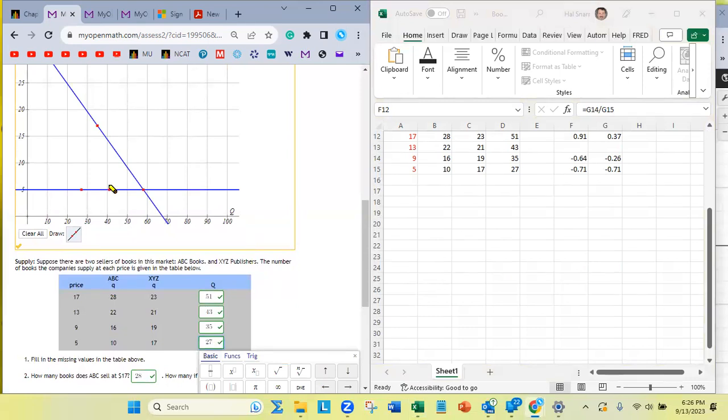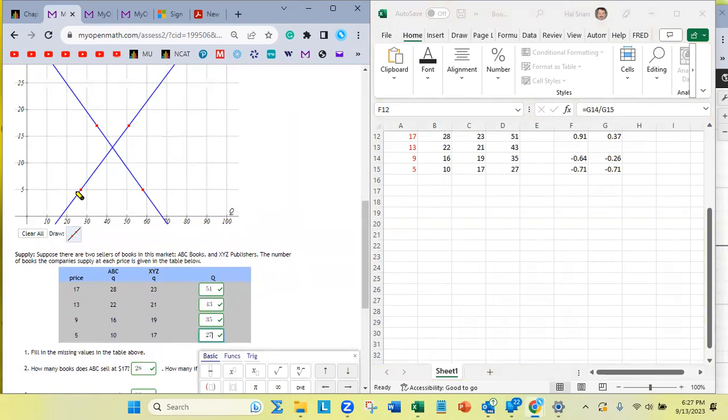Now, what about when the price is 17? Well, the price is 17 up here, but the quantity supplied is 51. So we have to be just on the other side. That's 17, the same height as that height right there. So we got the price right, but the quantity is just one to the right. Now let's double check this point down here. We know 5 is good, so let's just double check. This should be 27.